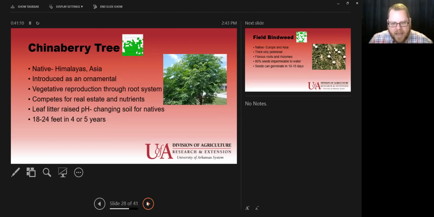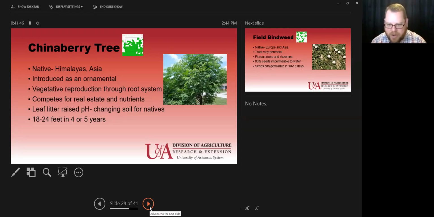And it tends to colonize because of the vegetative reproduction. And it competes for real estate and nutrients, especially in our fields. It's not too picky about where it grows. The bad about China berry trees is that when they lose their leaves, they are alkaline leaves, and they raise the pH of our soils, thus getting rid of our native plants. And you see there on the bottom, 18 to 24 feet in 4 to 5 years. So it's a fast grower and is not a welcome guest at all.